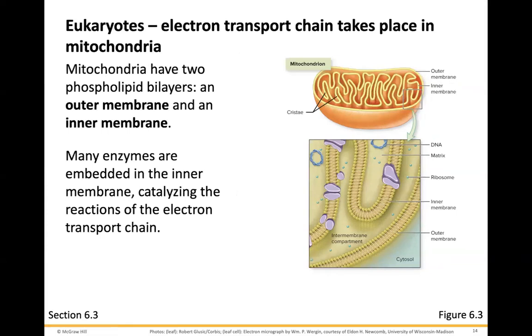In eukaryotes, the electron transport chain takes place in the mitochondria. The mitochondria have 2 phospholipid bilayers, an outer membrane and an inner membrane. Many of the enzymes are embedded in the inner membrane, catalyzing the reactions of the electron transport chain.